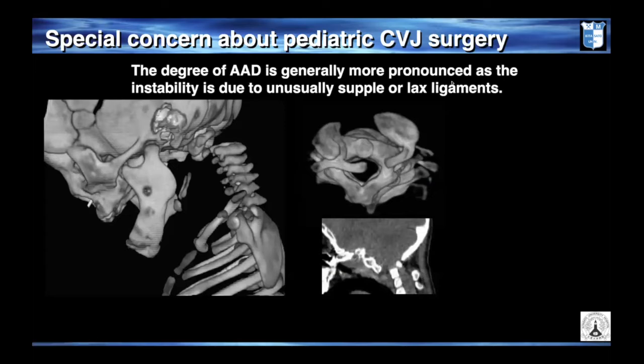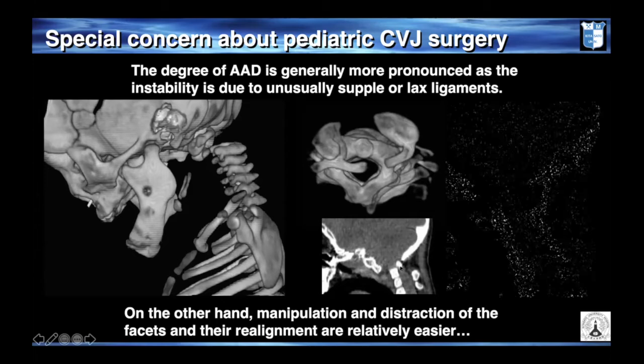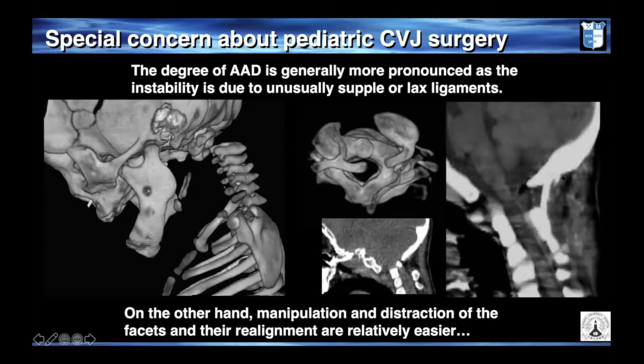The degree of atlantoaxial dislocation is generally more pronounced than the cervical instability. It's usually because in pediatric patients these structures are very supple and relaxed and easy to slide. On the other hand, in these conditions, mobilization and distraction of the facet and their realignment are relatively easier, much easier than in adult cases. So even in a case like this, you can reduce and fix with upper cervical fusion.